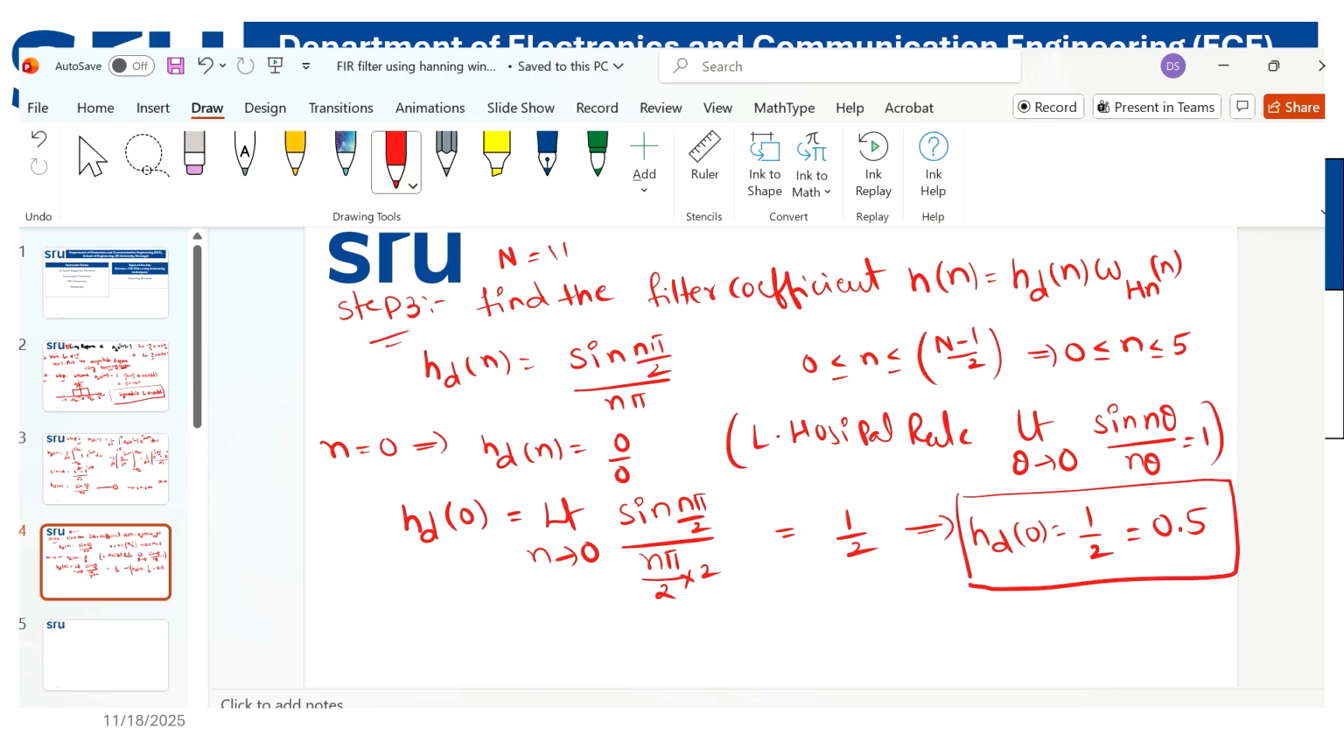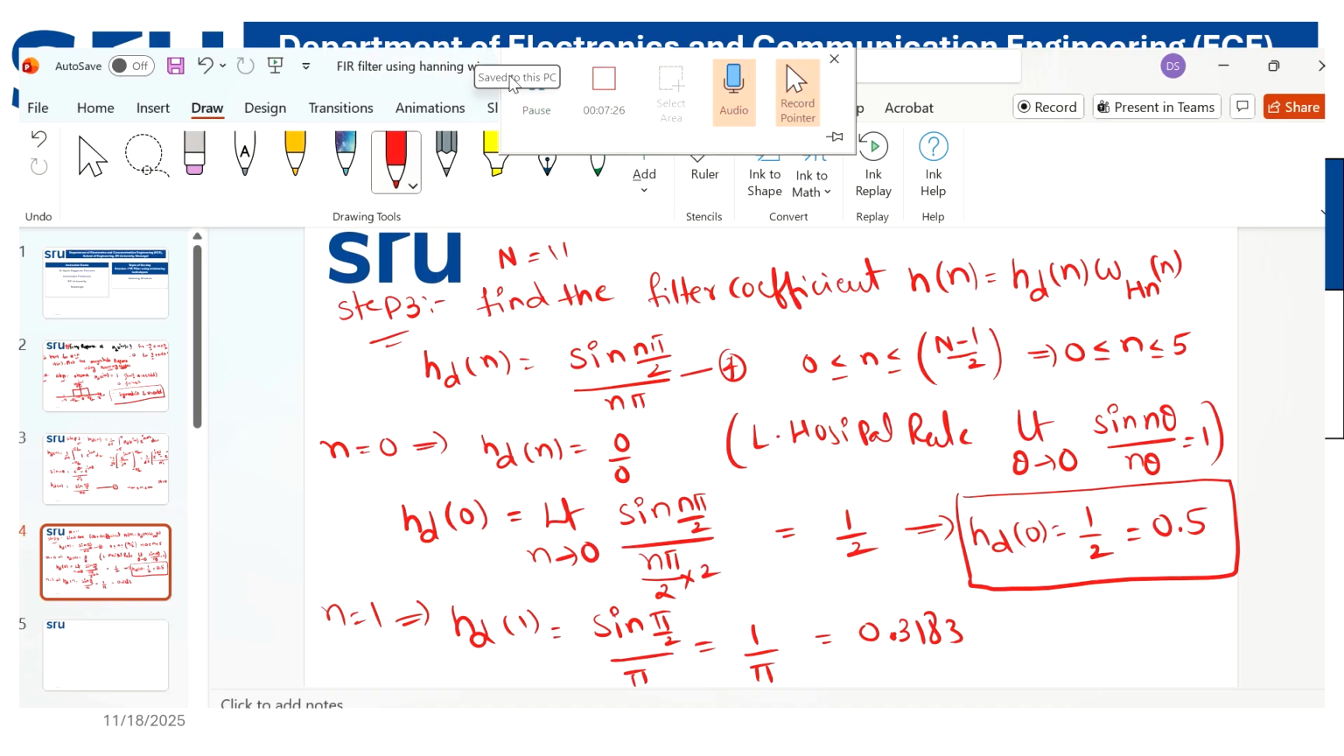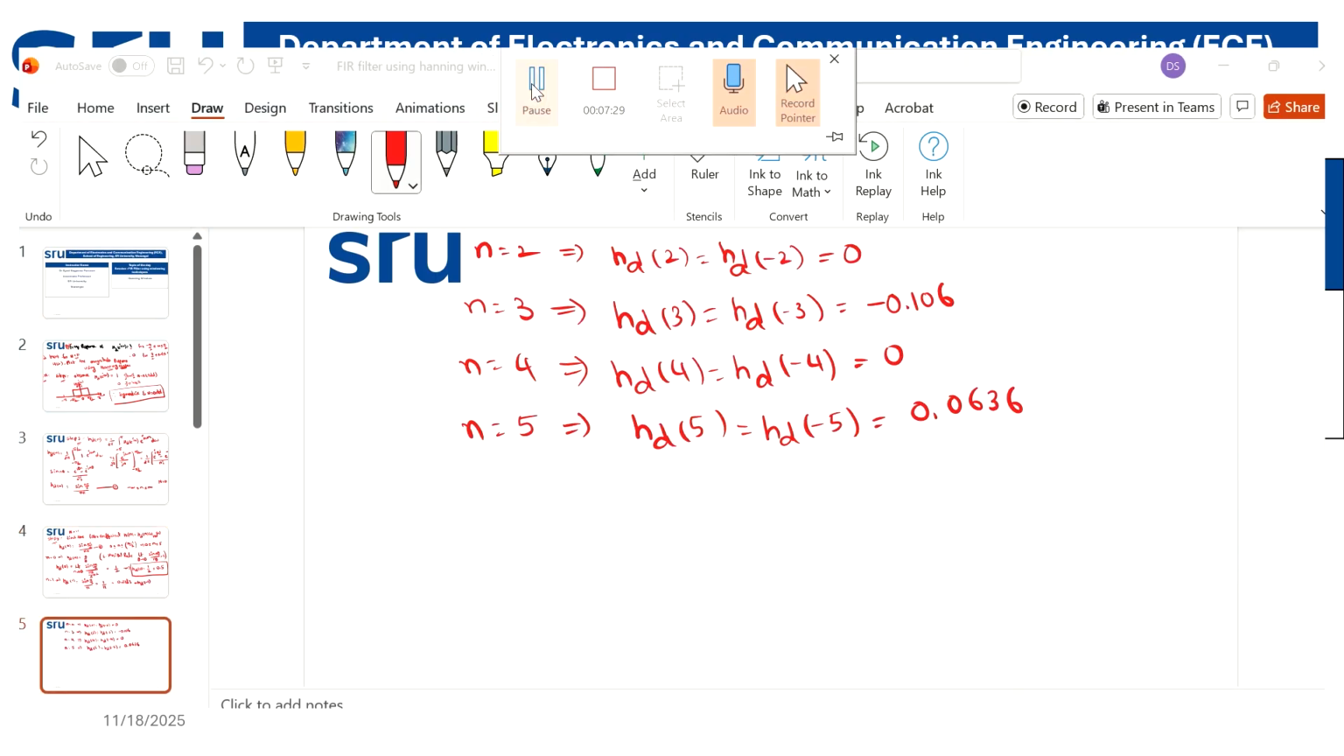Now substitute n is equal to 1 in the same equation number 1. Then hd of 1 is equal to sin pi by 2 divided by pi. Sin pi by 2 value is 1, so 1 by pi is equal to 0.3183. Next substitute n is equal to 2, 3, 4 up to 5. So these are the coefficients for different n values, n between 0 to 5. So same n values between minus 1 to minus 5.